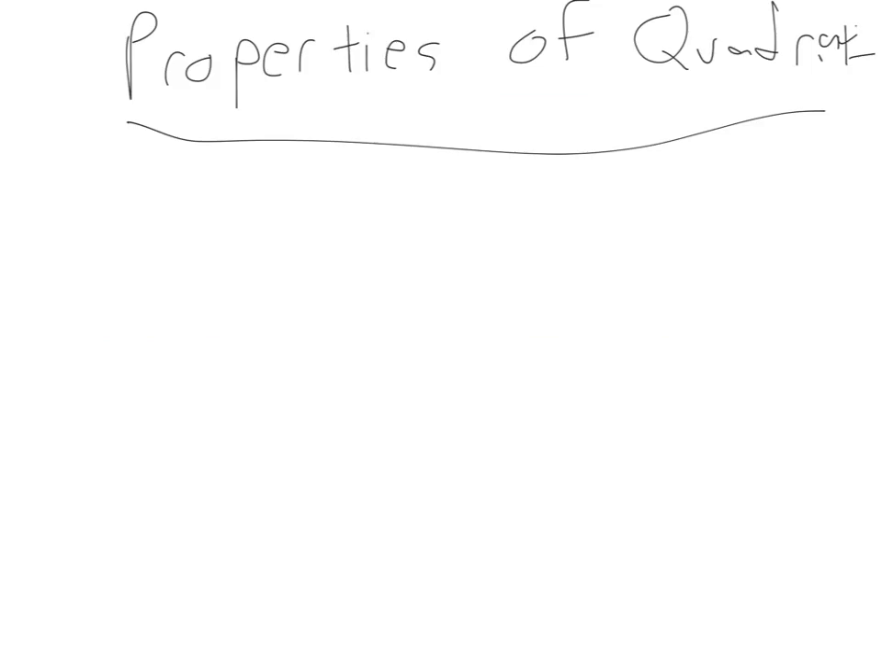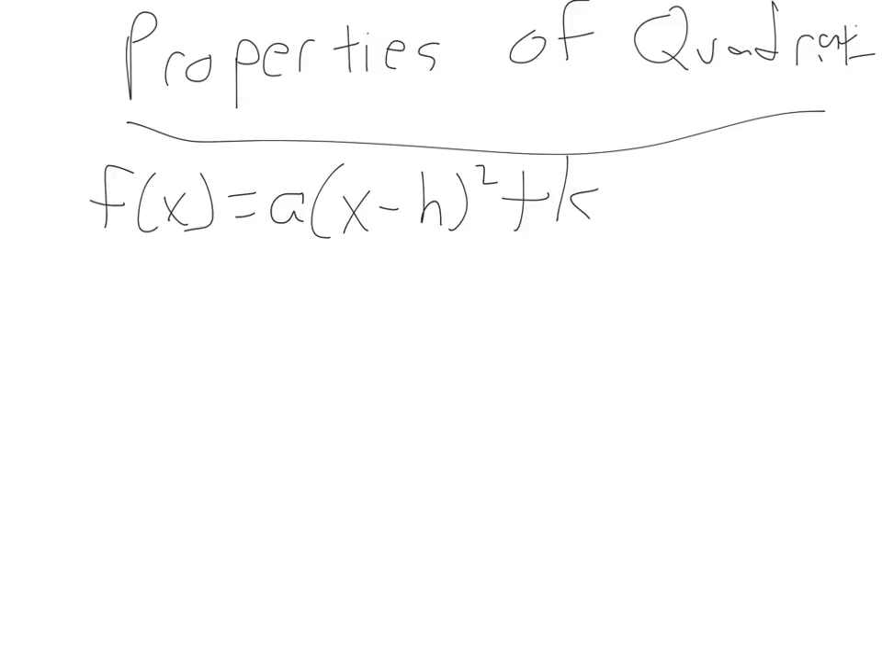Now, we're going to go over some more properties of quadratics. This is pertaining to whenever we convert it to vertex form. Whenever we convert it to the vertex form, it might be helpful to know that this value h is equal to minus b over 2a. And this b and this a come from whenever we originally start in standard form.